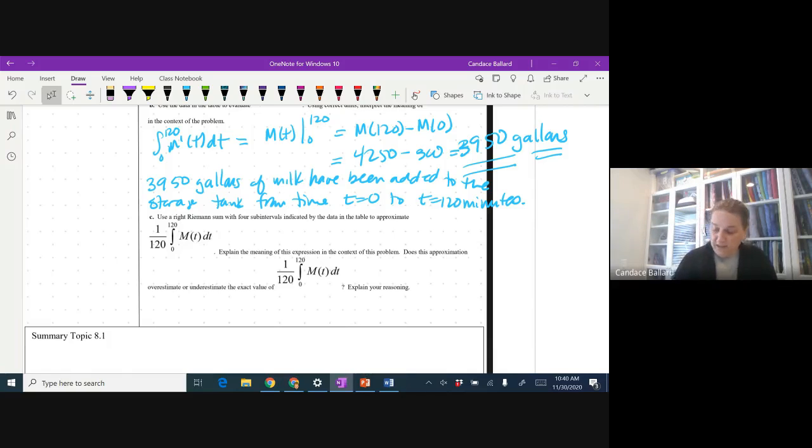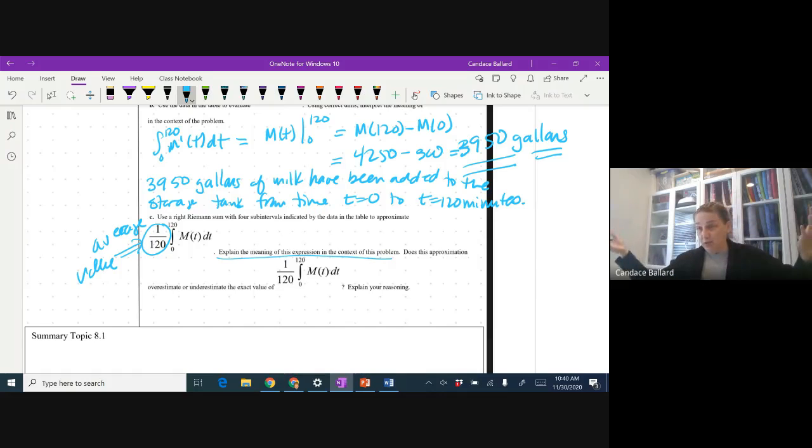So whenever we see this right here, and they wanted us to interpret the meaning, right? So we're supposed to explain the meaning of the expression in the context of the problem. That's the indicator right there that you have average value, okay? So it's going to be average, whatever the problem is about, okay, when you explain the meaning. So the first thing is we're supposed to use, it said, a right Riemann sum, and this is a fairly typical problem. You'll see this a lot, okay?